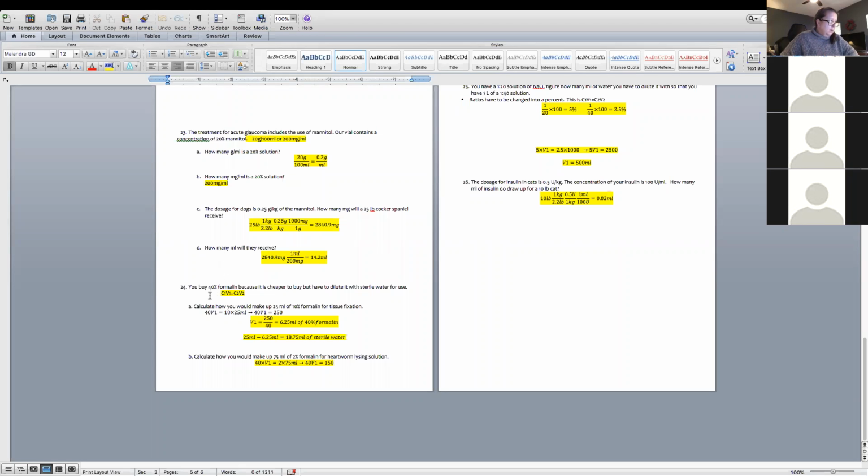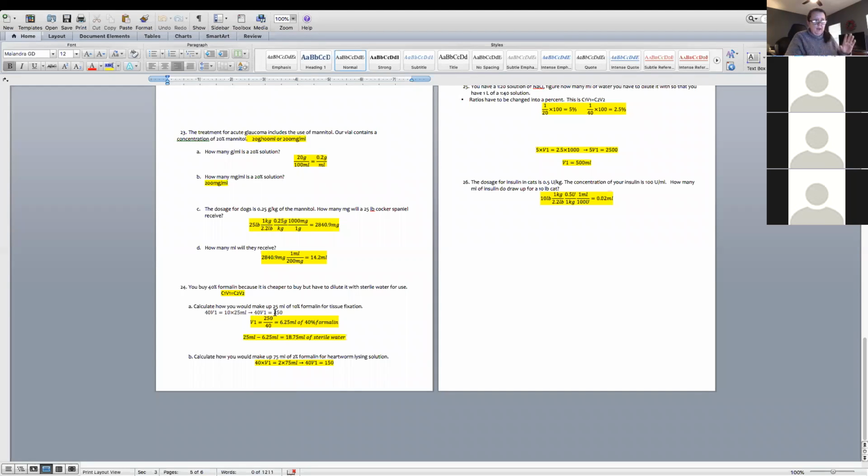Okay, 24. I have a 40%. I buy 40% formalin. I have to dilute it into sterile water. So my solute is formalin. My solution is going to be sterile water. So how much formalin am I going to put in sterile water? I want to make 25 mils of 10% solution.